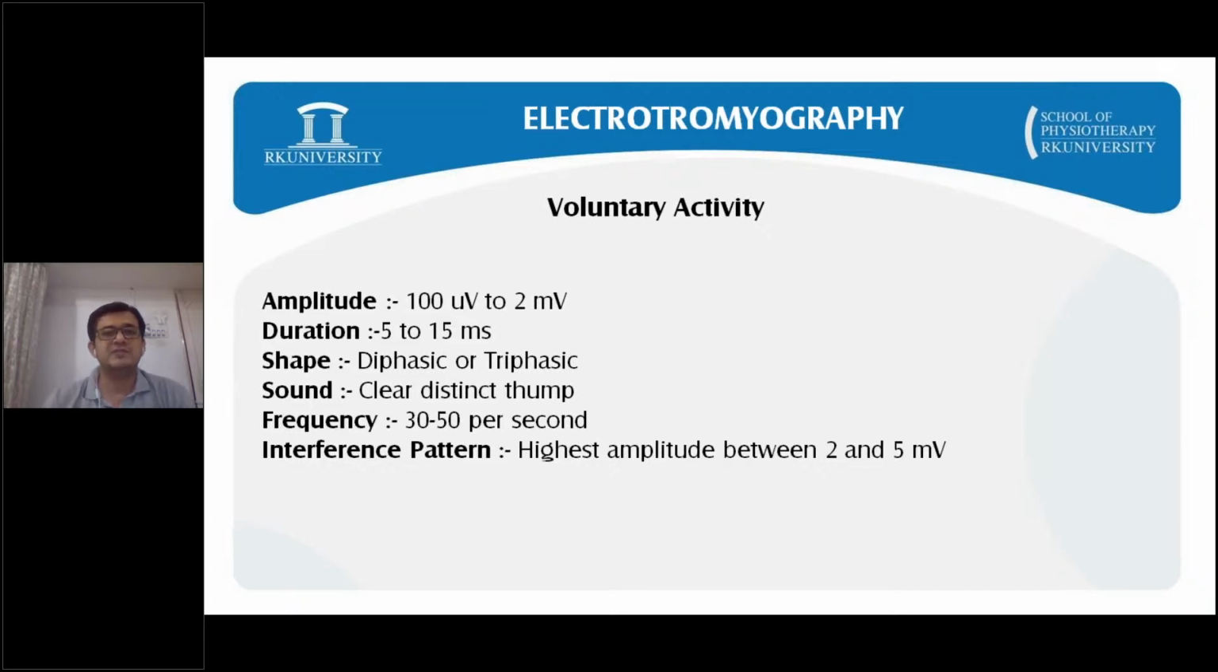Shape will be either biphasic or triphasic, and sound will also change, because if there is any type of spontaneous activity, the sound will be different, and the frequency will increase in most of the cases whenever there is any problem or signs of denervation. Interference pattern may range from 2 millivolt to 5 millivolt. All these are normal parameters we need to remember, because if we know these normal parameters, then only will we be able to understand what is abnormal.